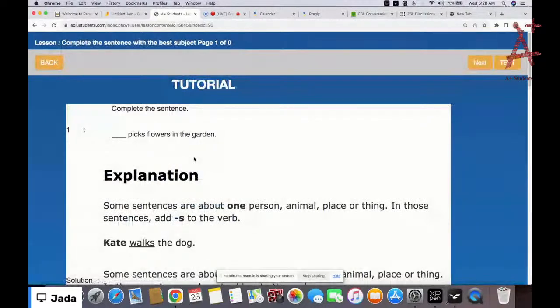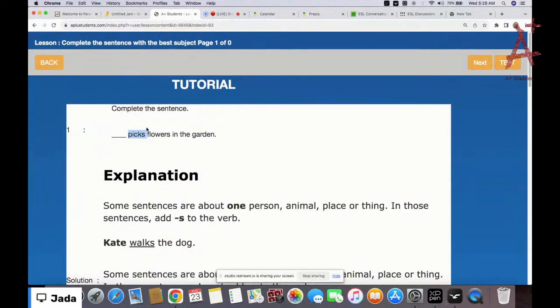So how do you get the best subject? If you look at it, for example, we have this "picks." When you see the verb in the sentence with S, once you see that, you know what is going to happen to the subject. The subject is going to be one without S. As long as the verb has an S, then the subject is not going to have an S.